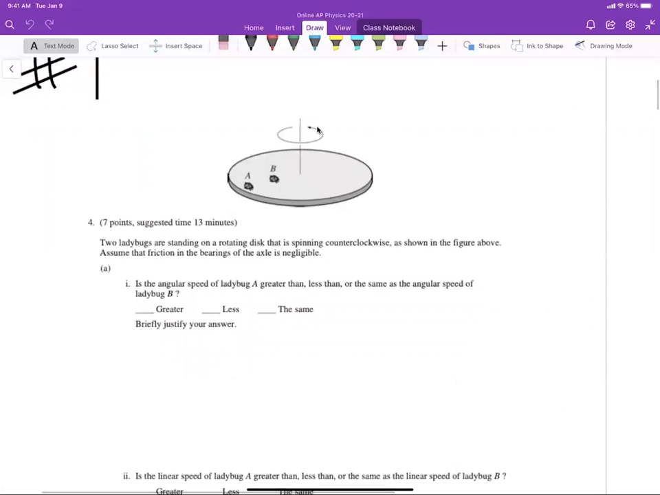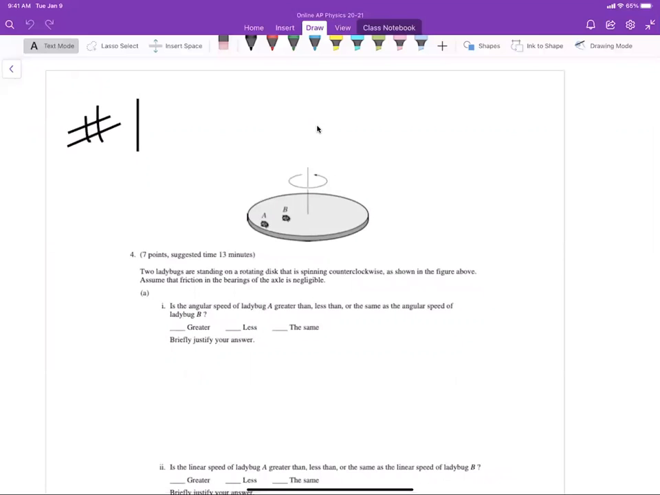All right, this is a quick solution video for FRQ number 1 on assignment 10.2. Two ladybugs are standing on a rotating disc that's spinning counterclockwise. Assume no friction on the outside, so there are no outside forces. Is the angular speed of ladybug A greater than, less than, or the same?